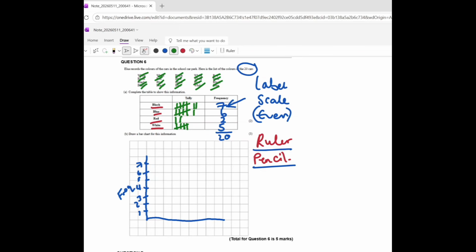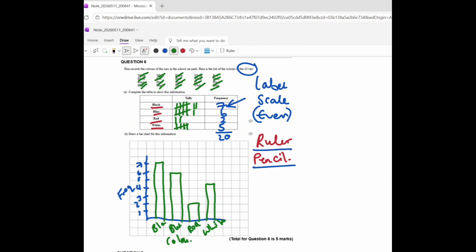So black goes up to 7, so it's going to go all the way up there. Then I've got blue goes up to 6, so I'm going to go like that. And then red goes up to 2, and then white goes up to 5. So this is why you should never rush in an exam, because you'll make a silly mistake like I did. Black here, blue here. This is black, blue. Write them in full. I just can't fit them on my screen. And white here. Okay, and then I'm going to label this with colour.